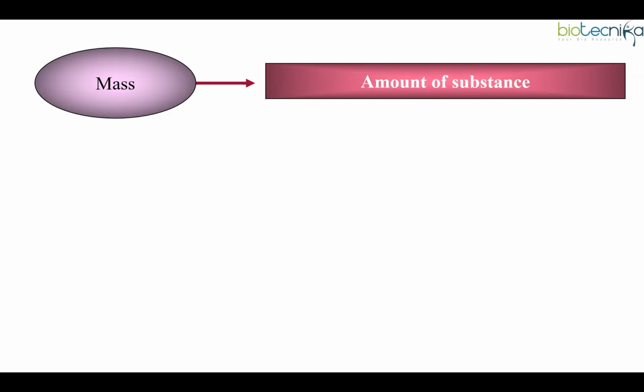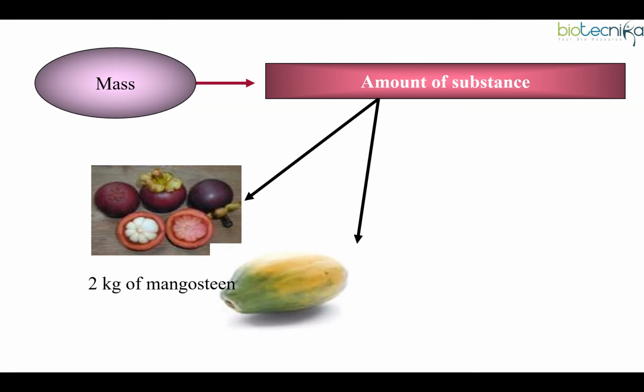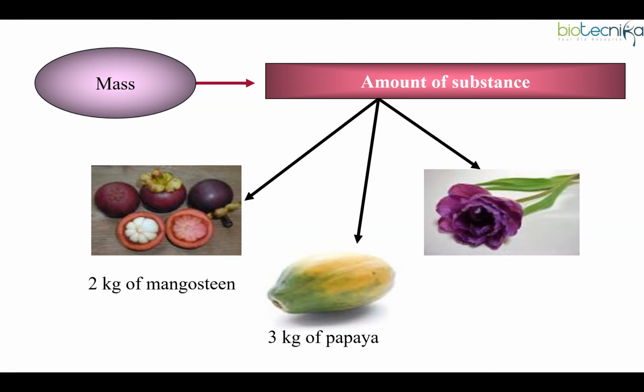If you talk about a simple substance, when you try to tell about the mass, you have two things associated with it. One is the value, the numerical value. In this case, it is 2 kg of mangosteen, 3 kg of papaya and 50 grams of flour. And the second component to it is the amount, that means the unit. So 2 kg, 3 kg, 50 grams.